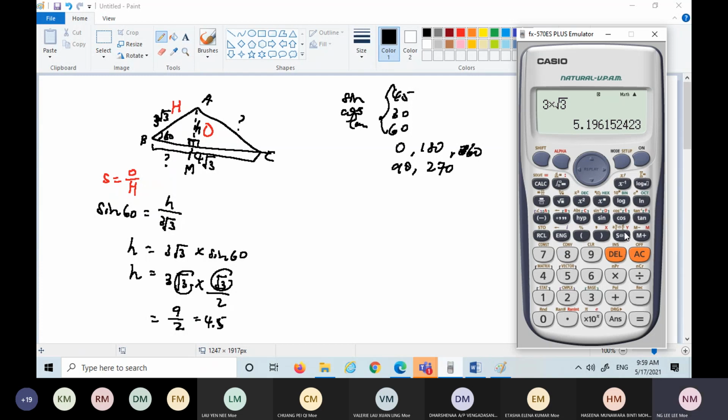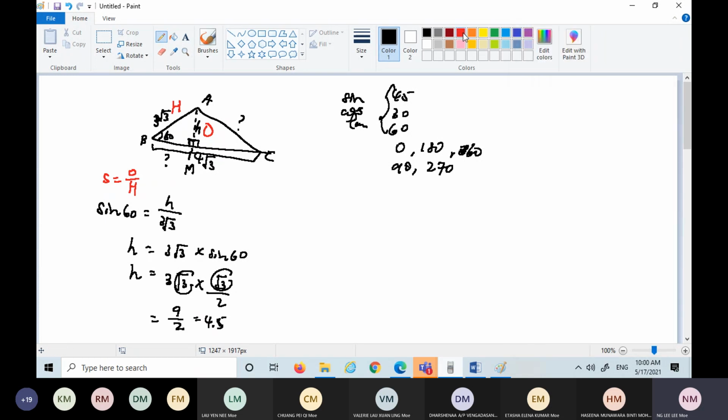So I continue. This is only to find H. My purpose is to find AC. So how to find AC? If I can find BM by using the same way, the SOH CAH TOA. Now I use another color. So this one, it should be adjacent, no? BM should be adjacent. So if I use A and H, it will be cos.